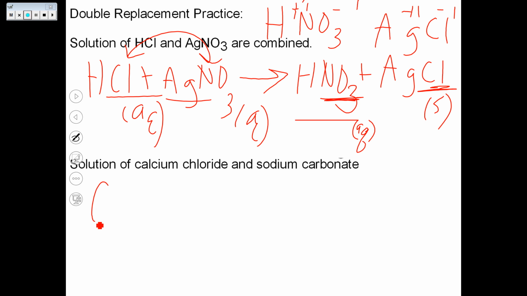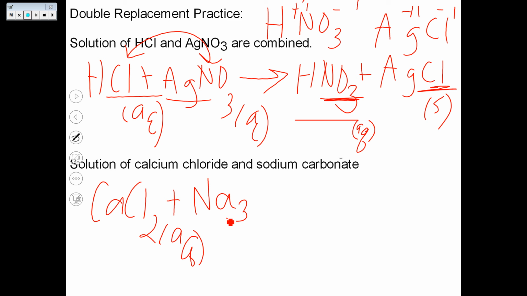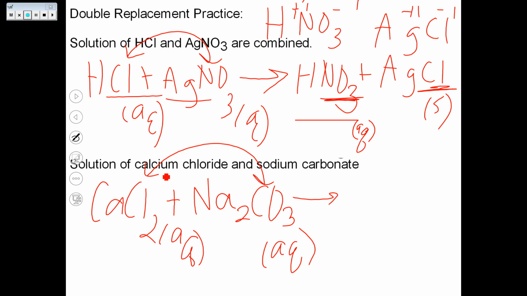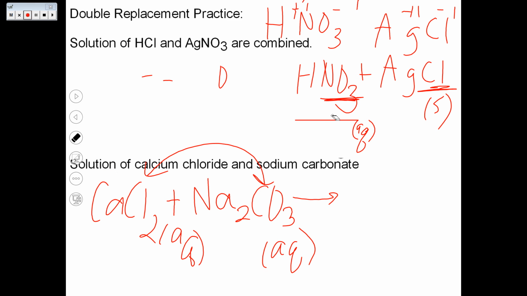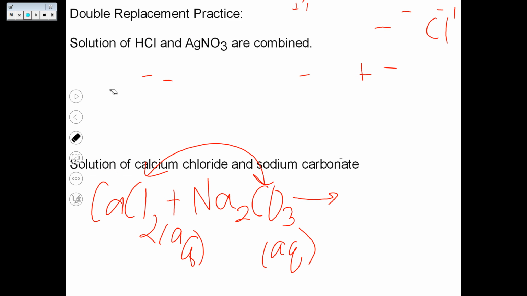For number 2, we have calcium chloride, which is CaCl2. Double replacements always start off as aqueous. Sodium carbonate is Na2CO3. If you did not know where that came from, if I was going too fast, go back and review writing ionic compounds with polyatomics. So here, we're going to switch the Cl and the CO3. Let me just erase this up here so I have a little bit of space to write.